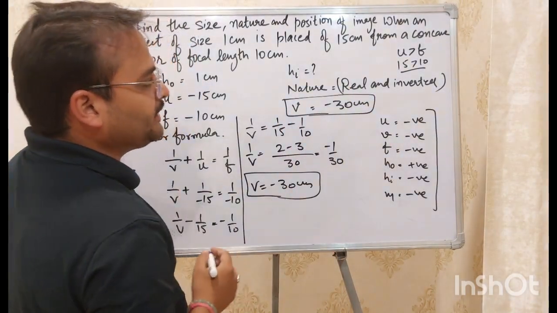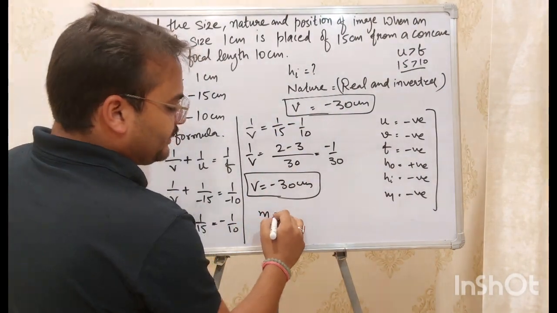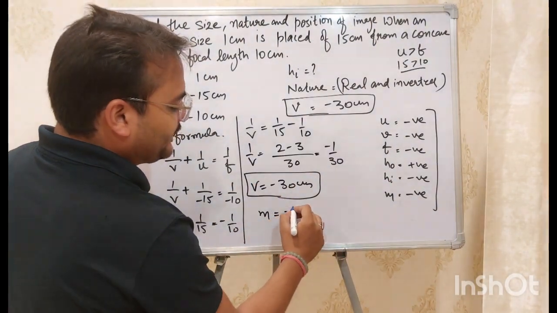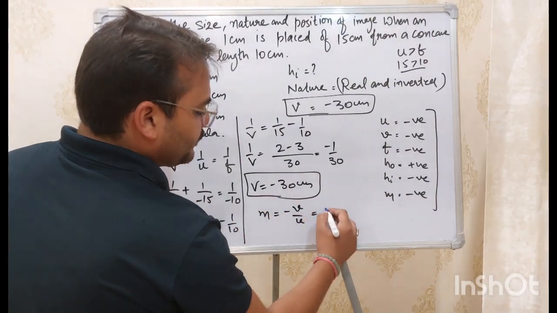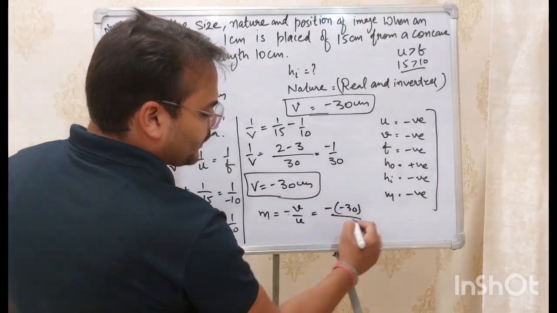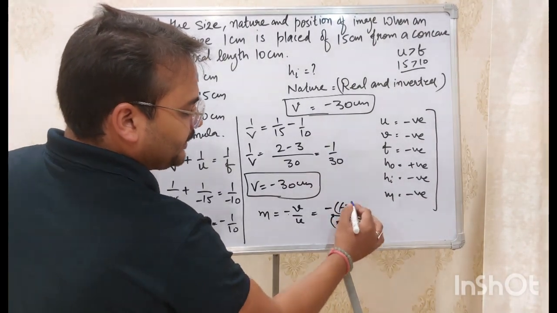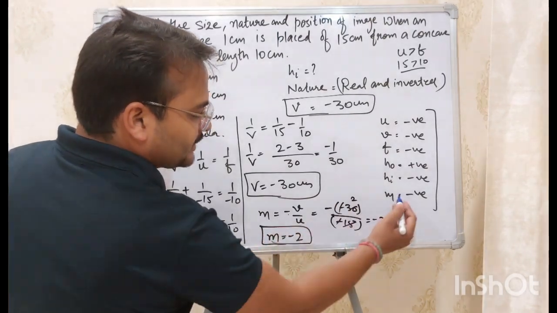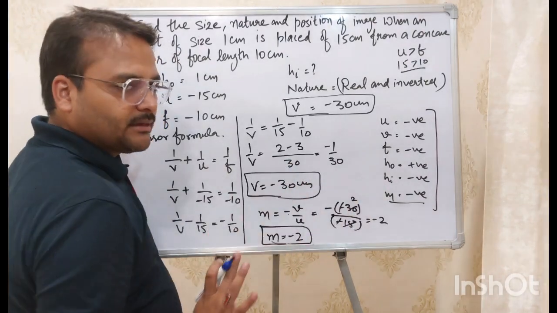The last term required to find out is the height of the image. For the height of the image we will take the help of the magnification. Magnification has two formulas. Number one is M is equal to minus V by U. The minus is already in the formula. So we have to substitute the value of V: V value is minus 30, and U value is minus 15. The minus minus cancel, 15 twos are 30, so minus 2. Our magnification is minus 2, and by the sign convention magnification is also negative. So values are automatically coming according to the sign convention.